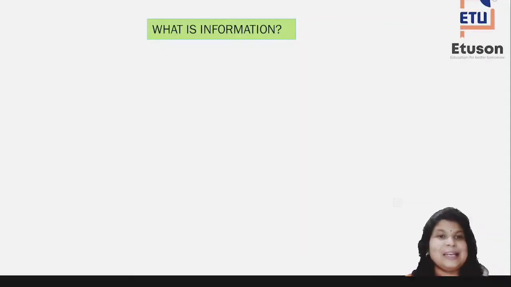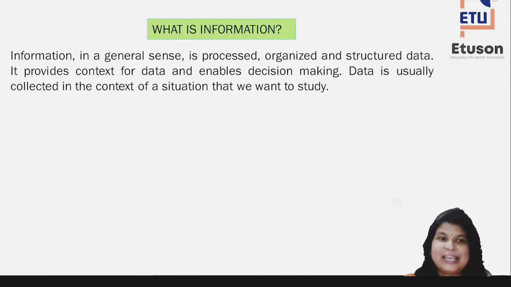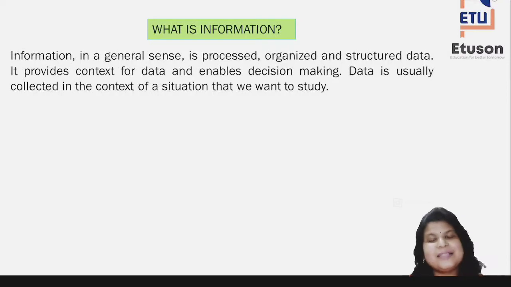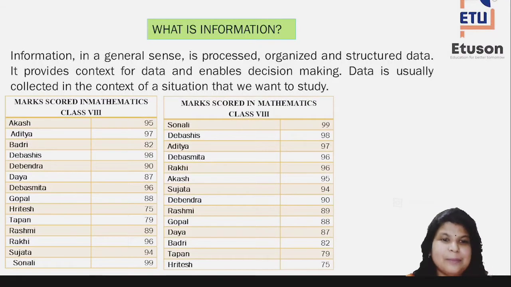So, when you are arranging it in a particular manner with respect to the situation, then it gives certain information. That is, what is information then? Information in general sense is processed, organized and structured data. It provides context for data and enables decision making. Data is usually collected in the context of a situation that we want to study. Like the same example I will take.